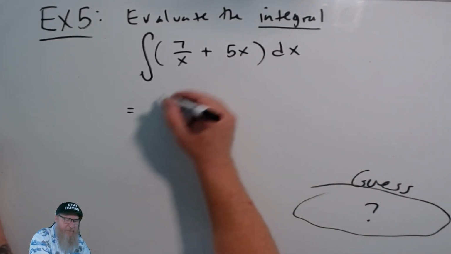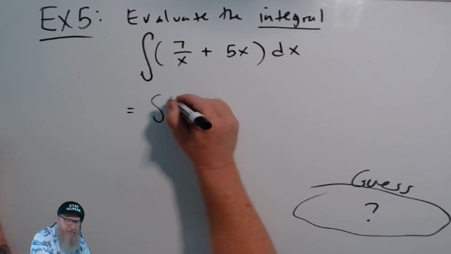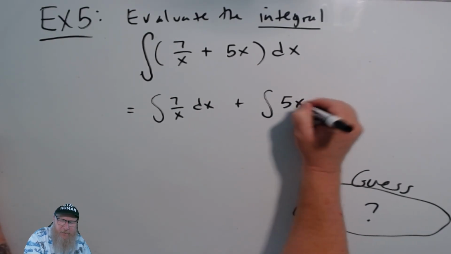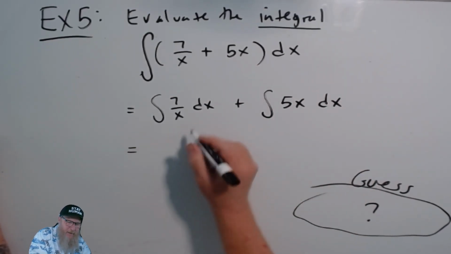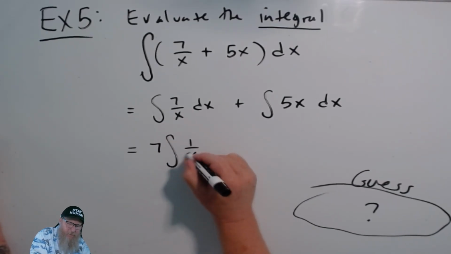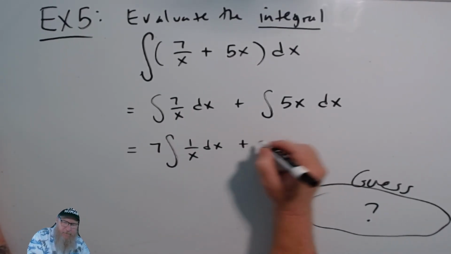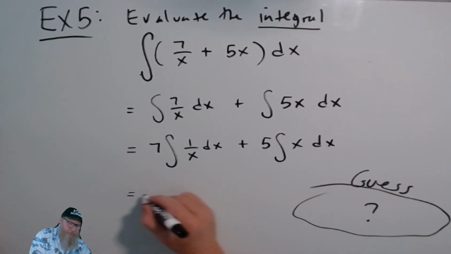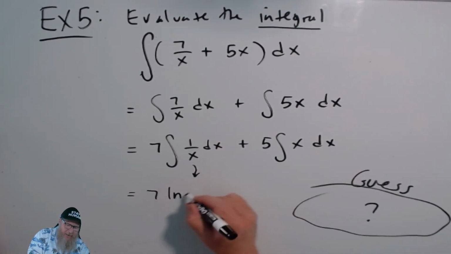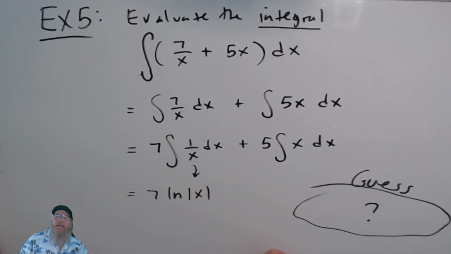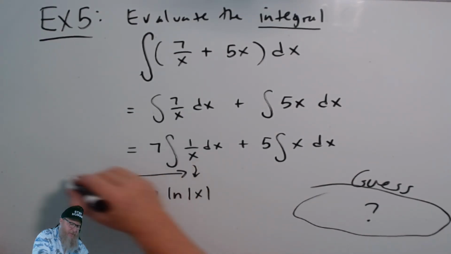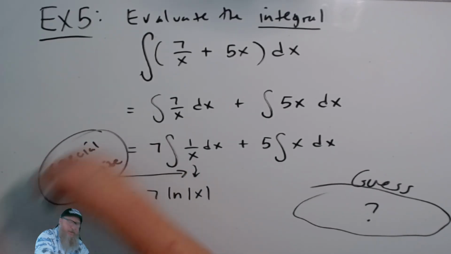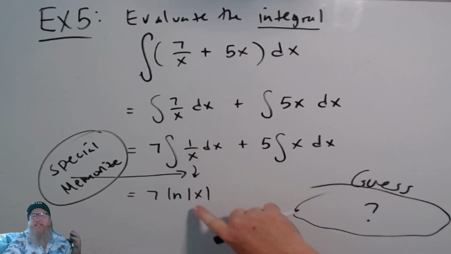So I'm going to follow all the steps. We're going to do the integral of 7 over x. I can remove the parentheses now. And the integral of 5x. So that'll be 7 times the integral of 1 over x plus 5 times the integral of x. This was a special recipe that you just have to memorize. Right, so there's really no steps to calculating that.